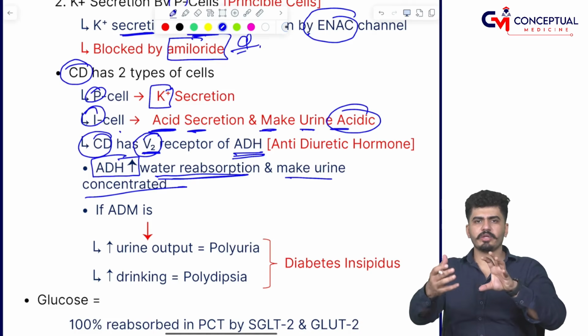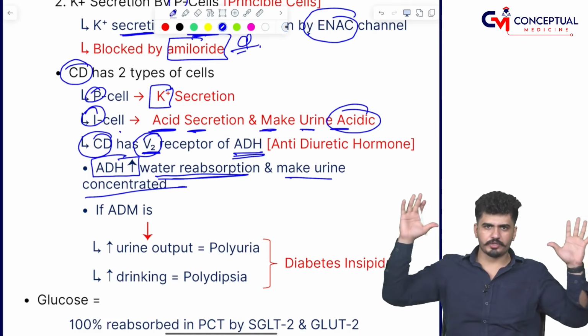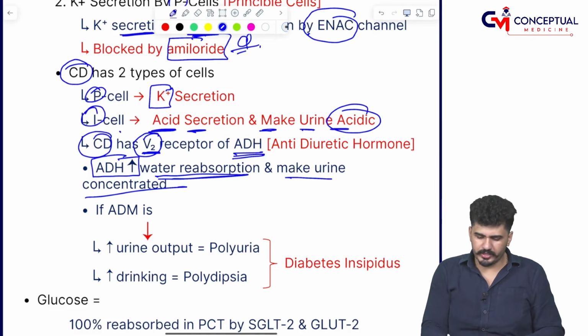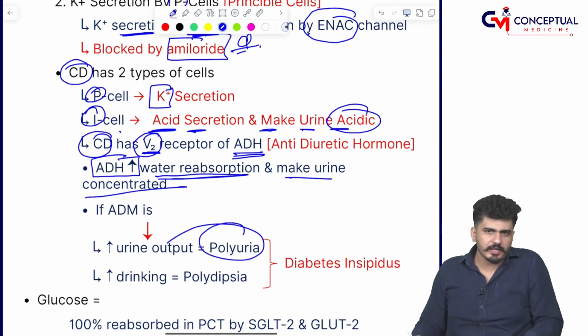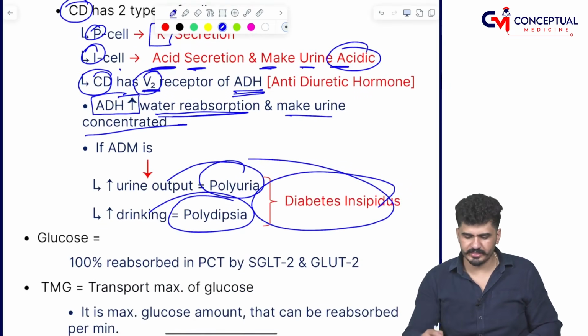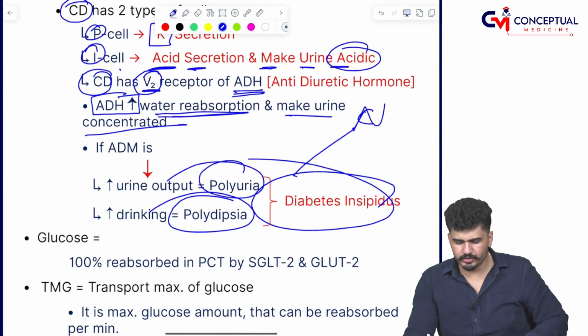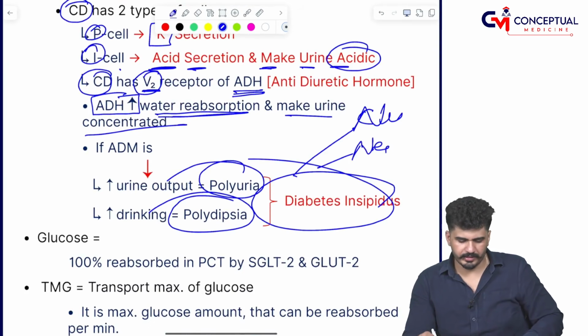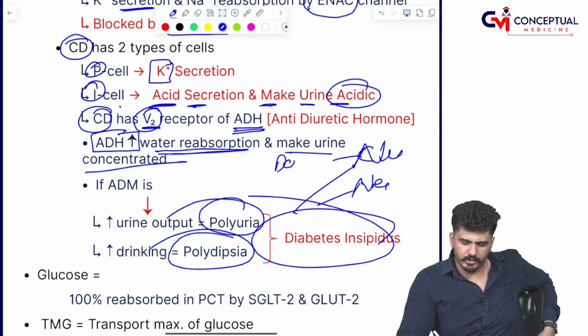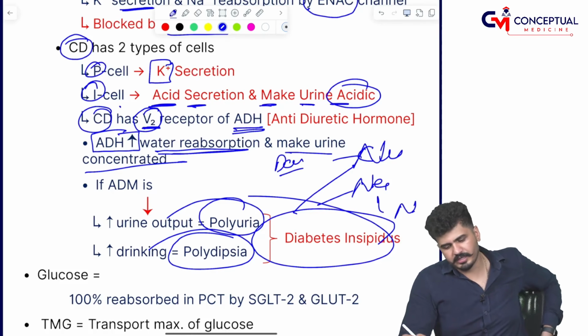ADH is needed to reabsorb the water, so that a lot of water does not go outside. If a lot of water is going outside, this is called polyuria. Then the urge to drink will also increase. This is called polydipsia. This disease is called diabetes insipidus. One is neurogenic, another is nephrogenic. Can anyone tell me what is the drug of choice for neurogenic and what is the drug of choice for nephrogenic?